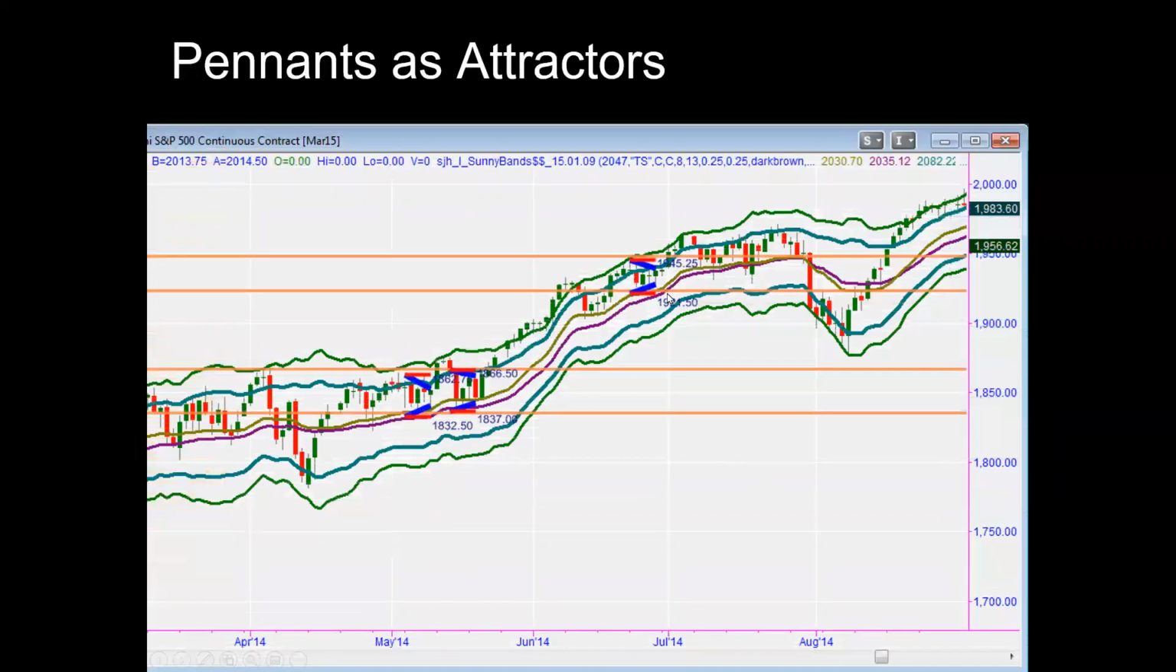Here's pennants. I have an indicator that automatically draws pennants on the chart. Excuse that ring. Nothing I can do about it. It's on the computer. Here we have pennants that draw automatically, so you can see these formations. And then I draw attractors, these orange horizontal lines, on the tops and bottoms of the pennants, here and here. And you can see when it breaks out, it goes up. When it breaks the bottom, it goes down.